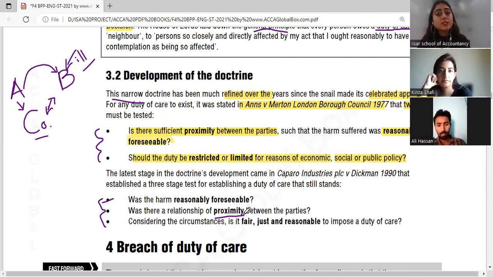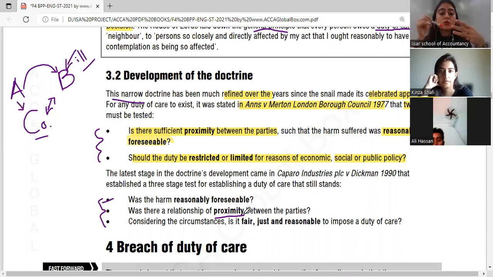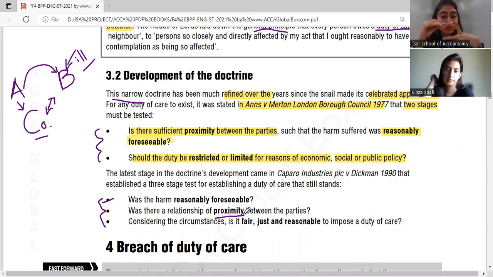But yes, the ship knew that if there is an accident, if there is an oil spill in the ocean, there would be environmental pollution and the sea animals would be affected. That loss was foreseeable, and this was also in the proximity. The ocean animals were in the proximity of the company. They knew about it. So these are the three stages you need to verify: was the harm reasonably foreseeable, was there a relationship of proximity between the parties, and considering the circumstances, is it fair, just and reasonable to impose a duty of care.